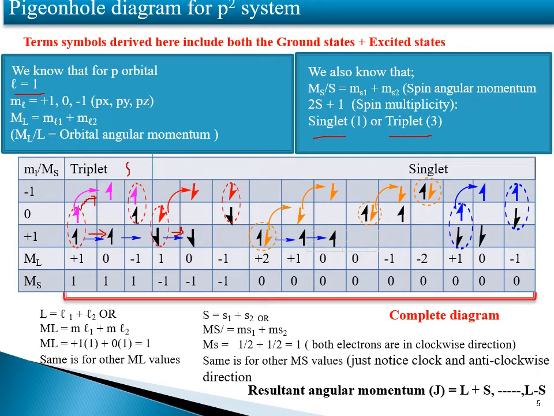Why? Because S is 1 over here: 1 by 2 plus 1 by 2, it will be 1. By putting this 1 in the 2S plus 1 formula, we will get a triplet. Okay, this one. Got it? Now just erase it.